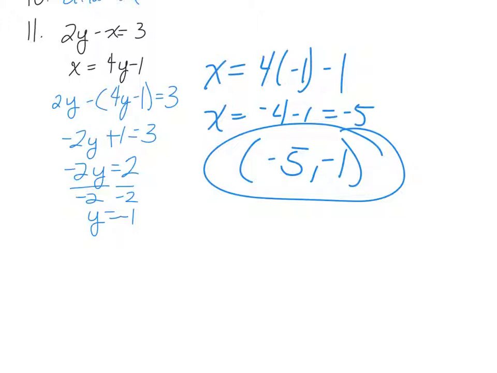And I know it works in the second equation because that's how I got it. I can check by going back to the first equation. 2 times negative 1 is negative 2. Minus negative 5 would be plus 5 equals 3. My check step works. I know that is the solution to the system of equations.